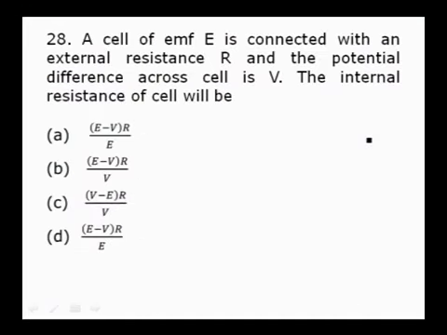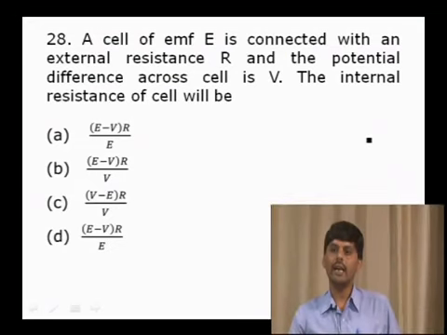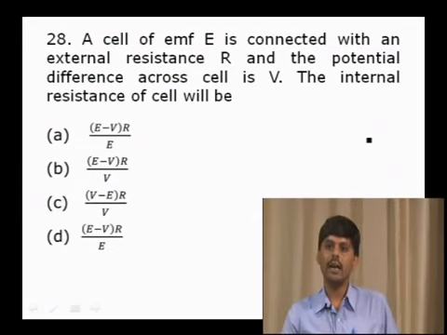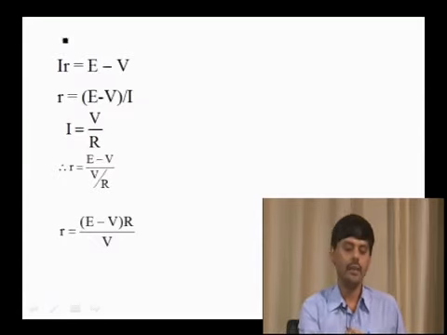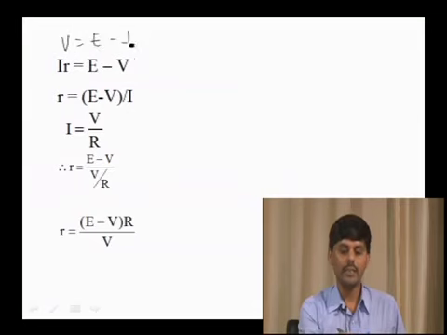Question number 28. A cell of EMF E is connected with an external resistance R and the potential difference across the cell is V. The internal resistance of the cell will be: option A, EVR divided by E, B, EVR divided by V, option C, E minus V divided by R, and D, E minus V divided by R divided by E. See, we have a basic formula, that is V is equal to E minus Ir.